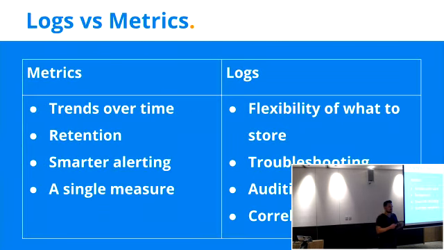So first of all, metrics. Metrics are really good for trending things over time. Pretty much it's a single point in time, like a CPU usage. You measure it at a time, and you trend that over time. Metrics are really good if you want long retention.